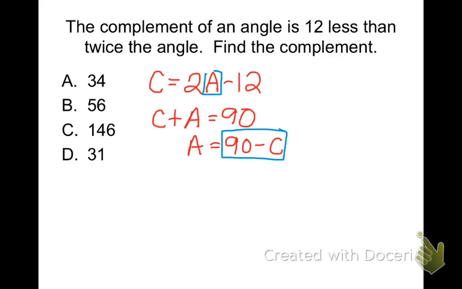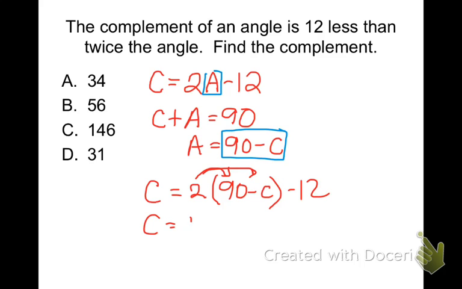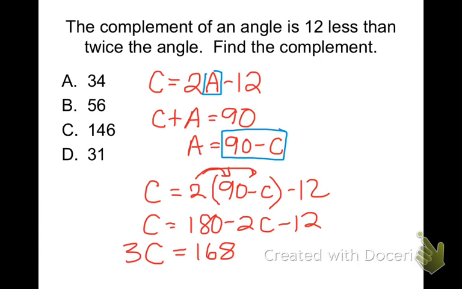This is one way to solve. So C is equal to 2 times 90 minus C, minus 12. Distribute your 2. C is equal to 180 minus 2C minus 12. Add the 2C to both sides. We'll get 3C is equal to 168. Dividing by 3 gets us a complement of 56.